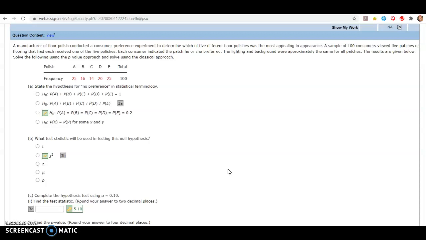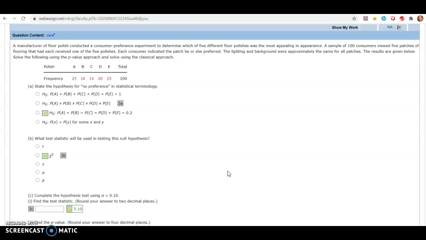So here's an exercise in one of our web assignments that says, a manufacturer of floor polish conducted a consumer preference experiment to determine which of 5 different floor polishes was the most appealing in appearance. A sample of 100 consumers viewed 5 patches of flooring that had each received one of the 5 polishes. Each consumer indicated the patch he or she preferred. The lighting and background were approximately the same for all patches. The results are given below. Solve the following using the p-value approach and solve using the classical approach.